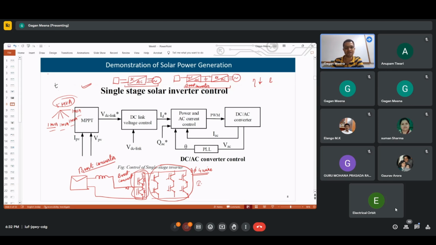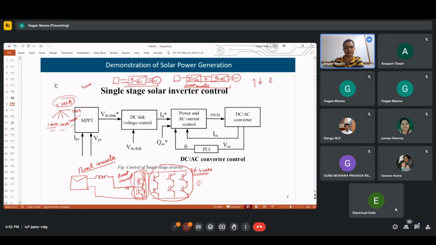And that will decide this. So MPPT will decide the reference for the VDC link, and the actual DC voltage is provided. We can measure that, and then this DC link voltage control will try to keep this actual voltage close to the reference. So it will try to maintain the VDC at the reference value. And this voltage control loop again generates this ID star.